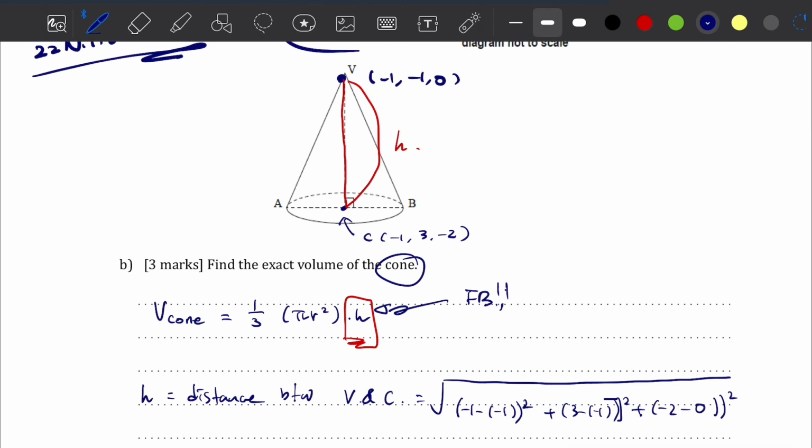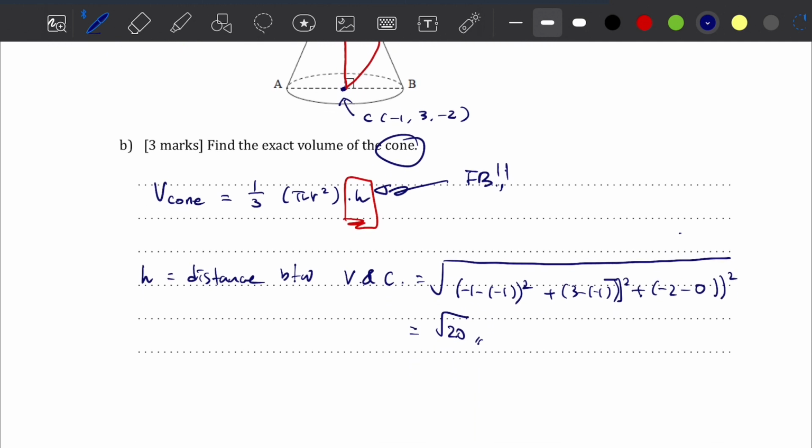So we get square root 20. Okay. Then using this information, we can calculate the volume of the cone. So the volume of the cone is equal to 1/3 times pi r squared. The r value we calculated from the question earlier, so 3 squared, times the height that we just calculated, square root 20.